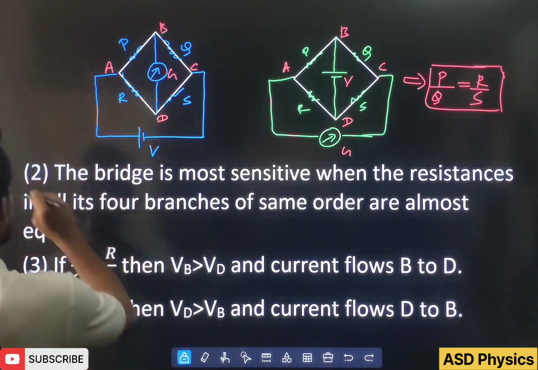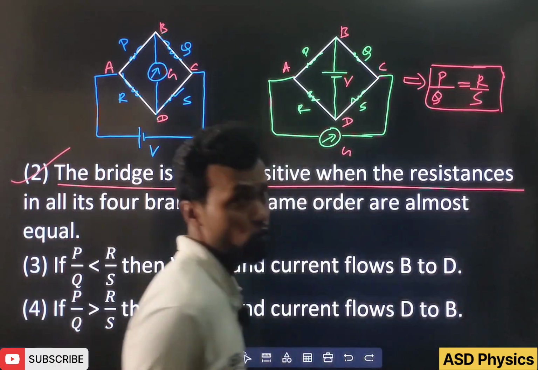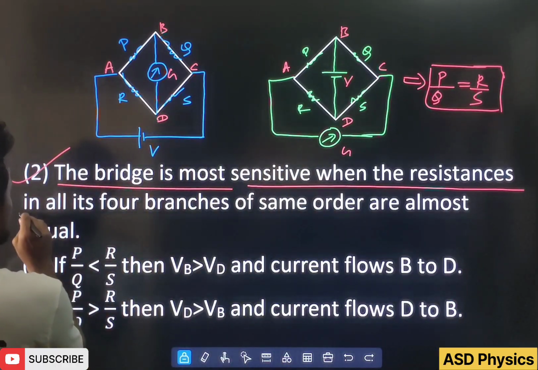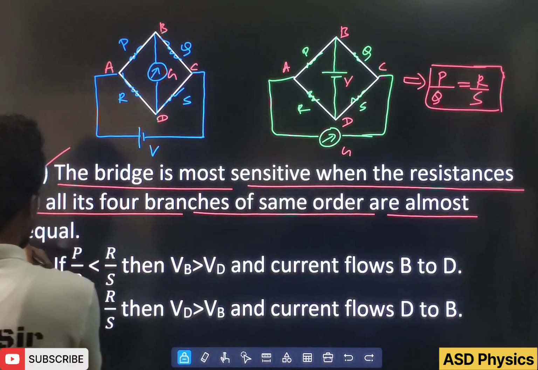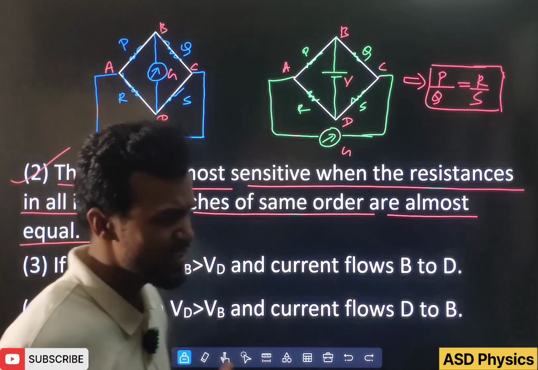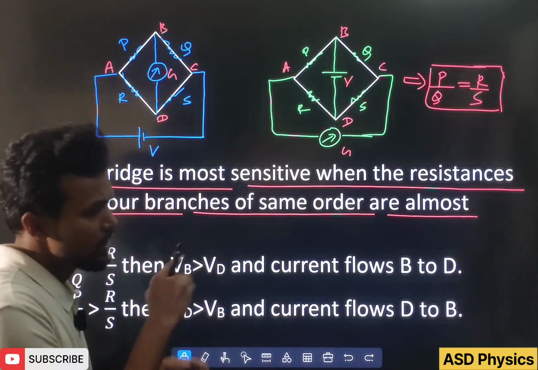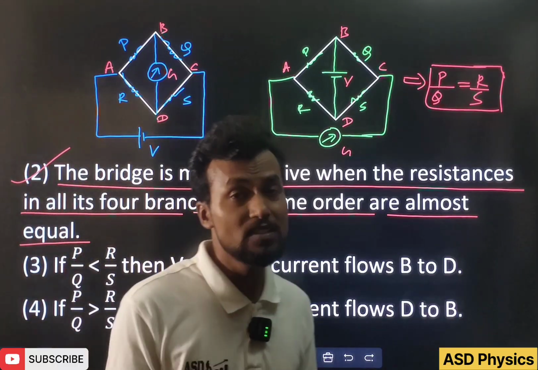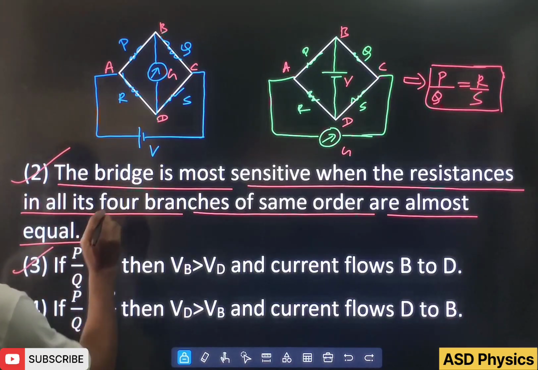Okay, now let's see the next one. The bridge is most sensitive when the resistances in all its 4 branches are of the same order, almost equal. That means for P, Q, R, S there should not be too much gap. Then only it will be most sensitive. The galvanometer can get a 0 deflection very easily. Okay, great.